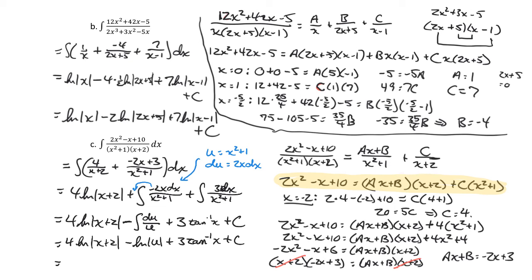I'll have 4 times the natural log of the absolute value of x plus 2 minus the natural log, and I'm going to make one observation here. U was equal to x squared plus 1. If you square a number, the smallest result you can get is 0. If you take 0 plus 1, you'll get something that's 1 or larger, always a positive number. So I don't really need those absolute values there. Natural log of x squared plus 1 and then plus 3 times the inverse tangent of x plus a constant.